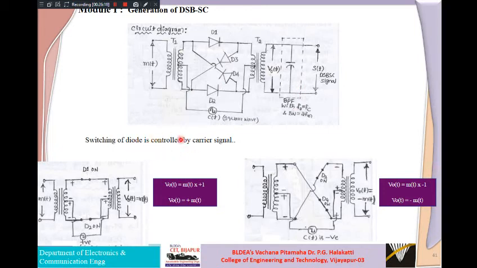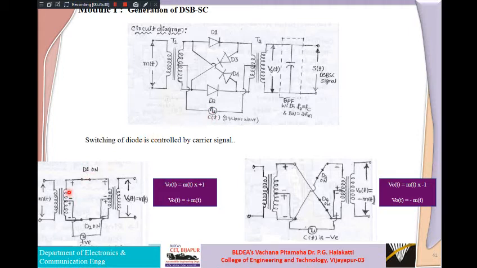The switching of these four diodes, which are connected in bridge fashion, is controlled by the carrier signal. The carrier signal is in the form of a square waveform; we can see the waveforms later. Now we'll try to understand the things here. Keep in mind that this diagram is what you observe during the positive peak of the carrier.